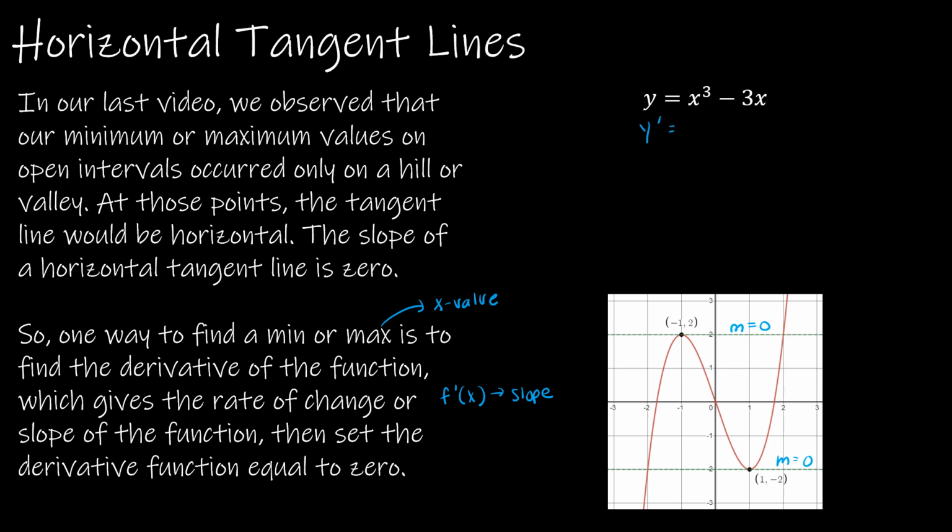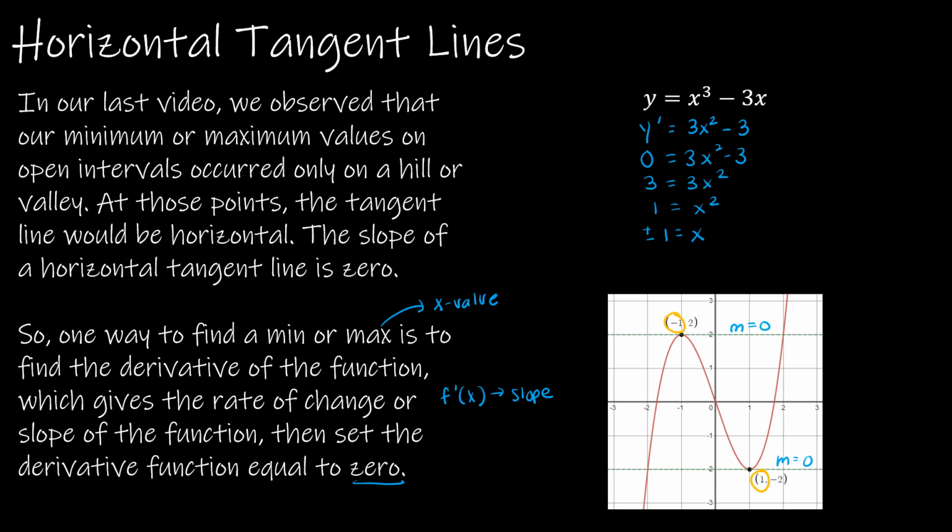So let's try it here. y prime is equal to 3x squared minus 3. Now I'm going to set that equal to 0 because I want to know where the slope is equal to 0. So 3x squared minus 3 equals 0. Solve it how you like. Let's go ahead and add 3 to each side, divide by 3 on each side, and take the square root. So what I have found is that x occurs at plus or minus 1. Notice here this is minus 1 and this is plus 1.